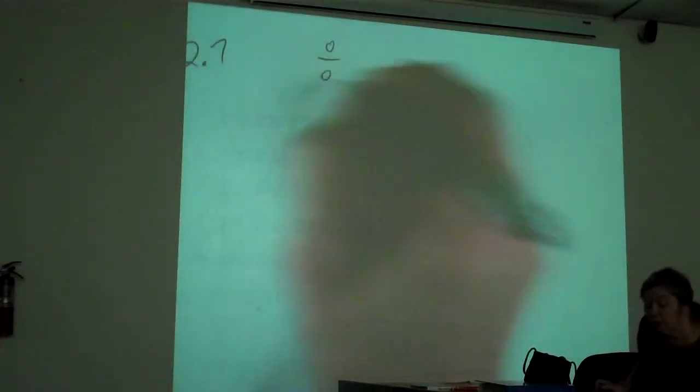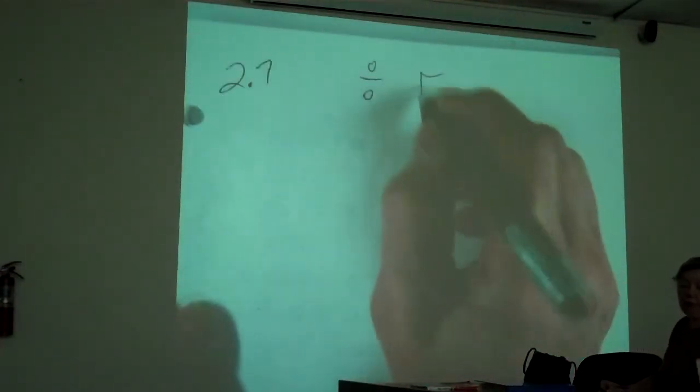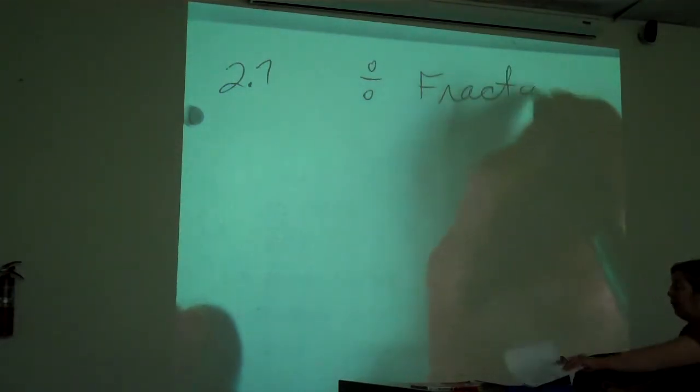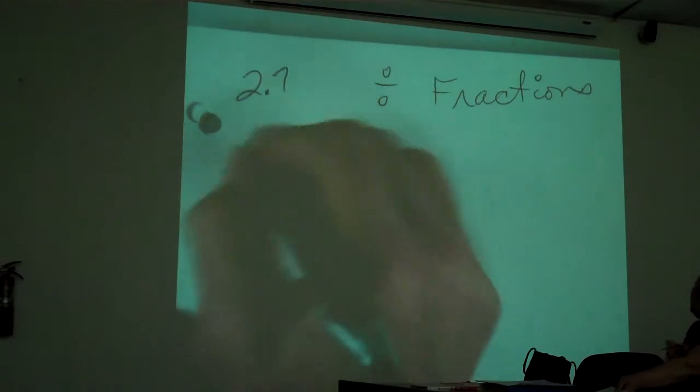Just set this aside. We're going to cover 2.7 and 2.8 today. 2.7, you're dividing fractions. You're dividing fractions. The first problems that you have to do ask you to give the reciprocal.